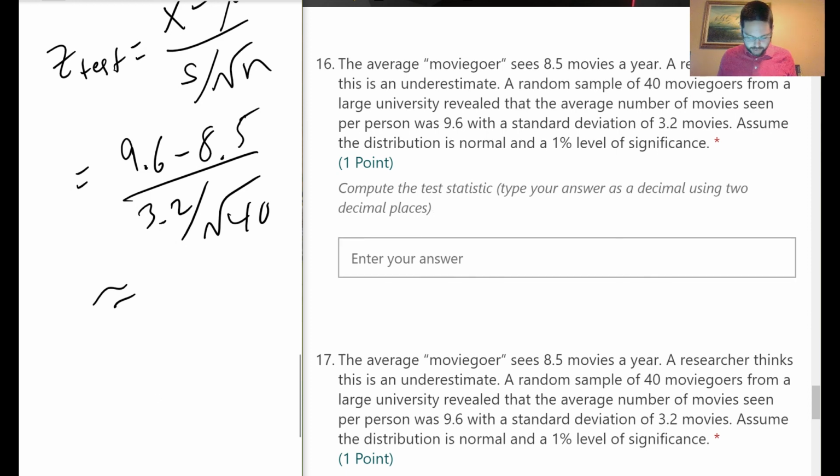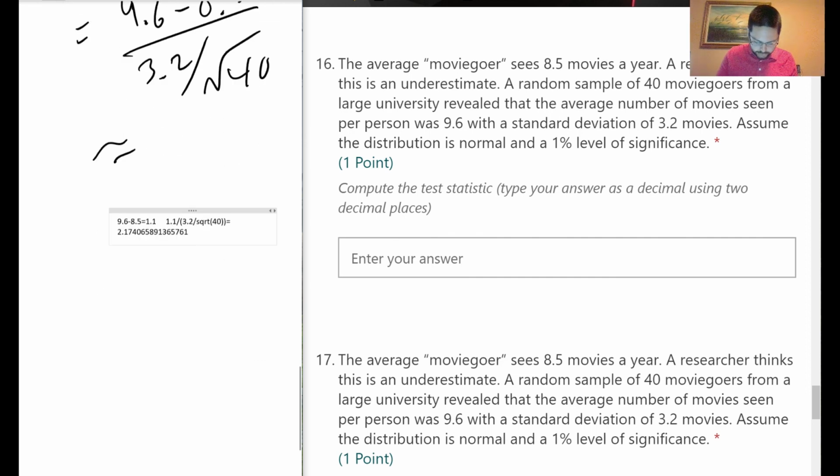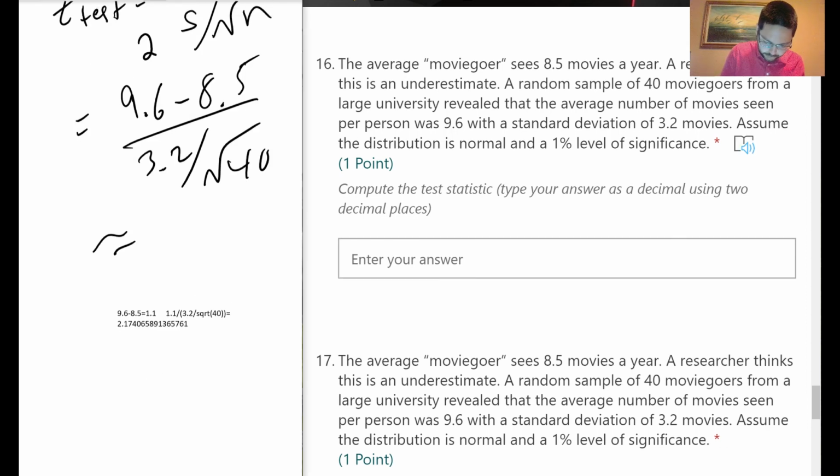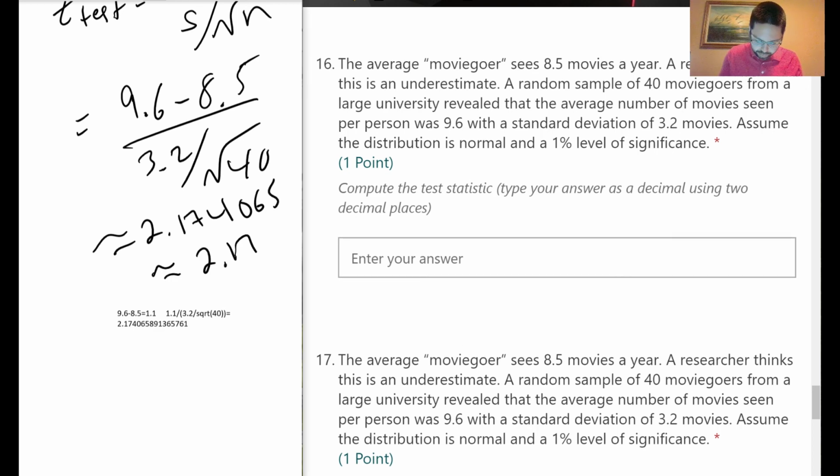All right, so we're going to calculate that real quick. Do it over here on the computer. Right, so we got about 2.1. So the calculator number was 2.174065, but you want to round it to 2 decimals, so 2.17.